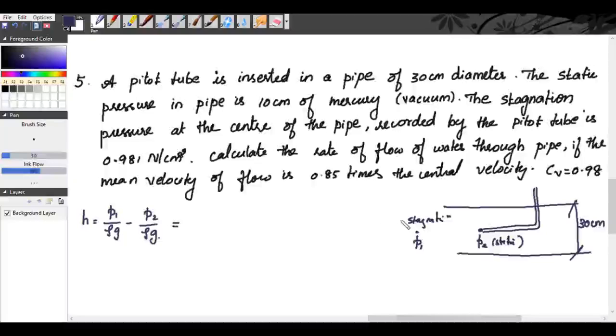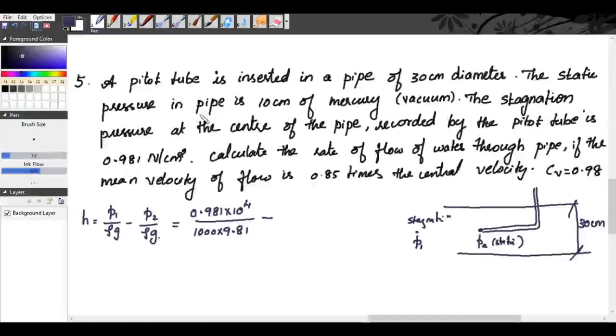P1, that is a stagnation pressure at the center of the pipe, is given as 0.981 Newton per centimeter square. That is 0.981 into, converting it into meter square, converting the centimeter square to meter square, it is 10 raised to 4, divided by rho is 1000 into G is 9.81 minus P2 by rho G is static.